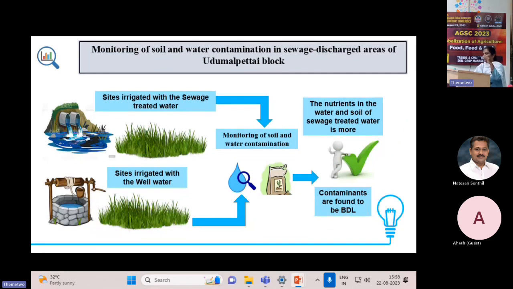My first objective is based on a pilot scale survey. In that survey, I took both a contaminated site and a non-contaminated site. Here we used treated sewage irrigation for the Woodmellpet block. That treated sewage is from the STP, and it covers a lined channel of about 7 kilometers, and it covers nearly 6 villages. After treatment, the treated sewage is discharged into the lined channel. We are choosing 2 sites, one contaminated and another non-contaminated, and we are bringing a positive solution out of that.